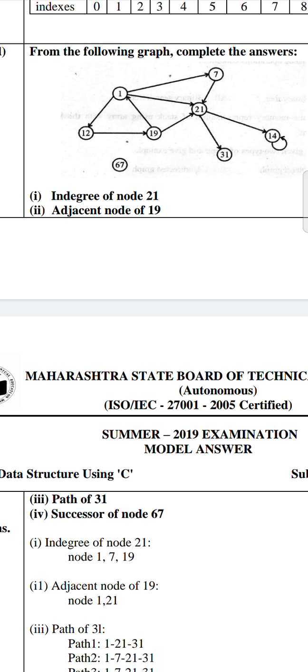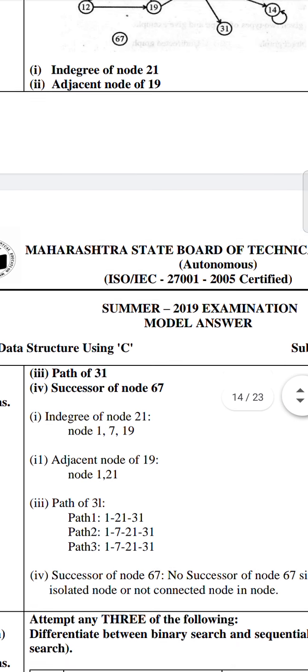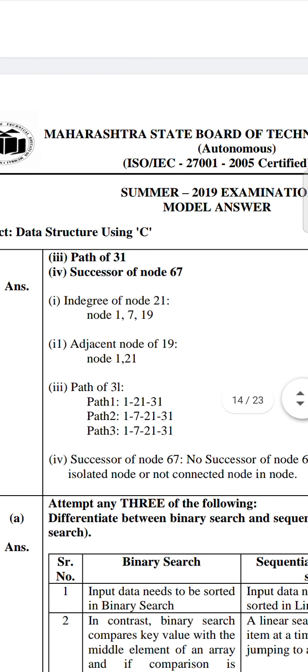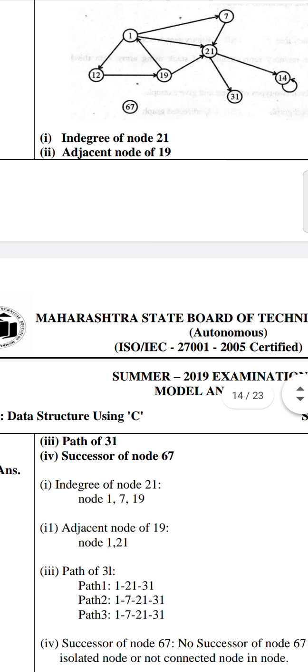From 19 you can go to node 1, it is possible. Similarly, from 19 you can go to node 21 also. But from 19 you cannot go to node 12. It is a neighboring node of 19, but you cannot go to node 12. You can only go to node 1, or you can only go to node 21. So the adjacent nodes of 19 are 1 and 21, 1 comma 21. The in degree of node 21 is 3, and the nodes are 1, 7 and 9, right?